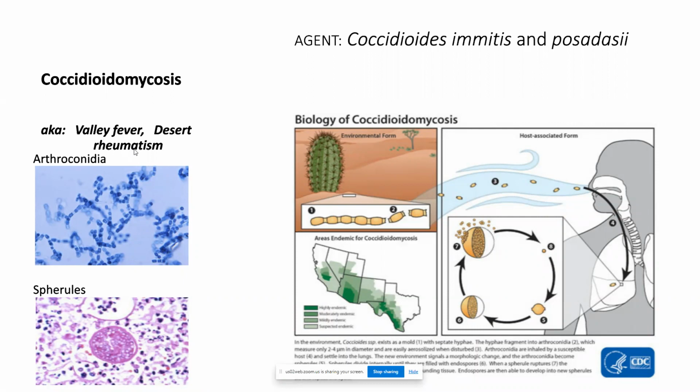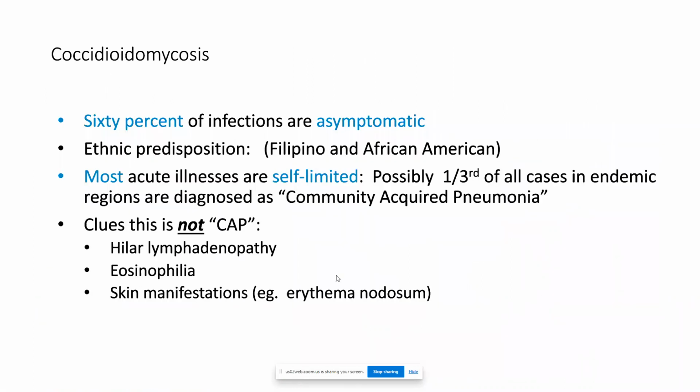Also called desert rheumatism. This is a fungus that grows in the soil, endemic in this part of the United States. Again, we inhale it, and most people who get it don't get sick, or they get very minimally sick. 60% are asymptomatic. There seems to be this weird ethnic predisposition. Filipinos and African Americans are more likely to get it. That's the kind of thing that shows up on a board exam.